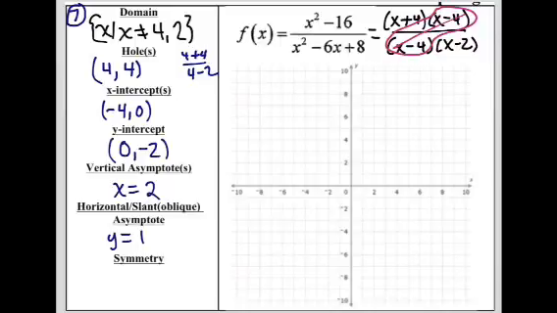As for symmetry, this one has neither, none, it's not even, it's not odd, because the numerator would stay the same, but the denominator would not be the same as the original, nor would it be the opposite of the original. So this is none.